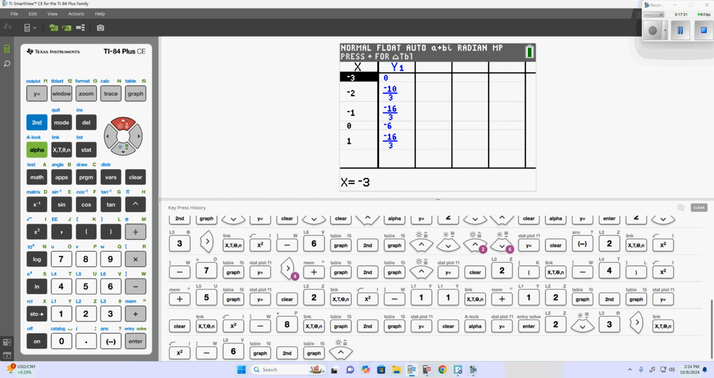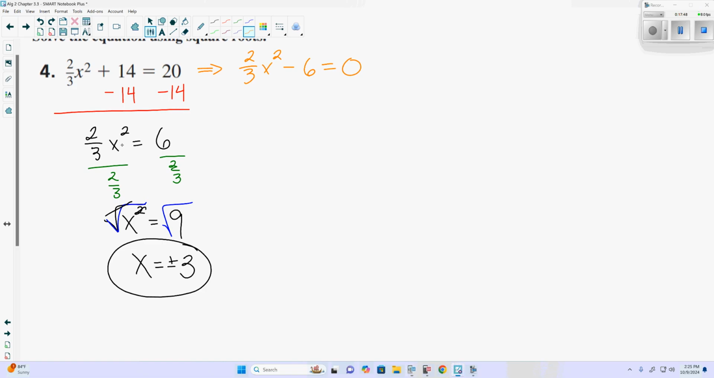So when x is negative 3, the graphing calculator tells us the y value is 0, so x equals negative 3 is a solution. When x is positive 3, the y value is also 0, so we could have graphed this and got the same answers. Because if we do get integer answers, we could have graphed it and gotten the same thing.